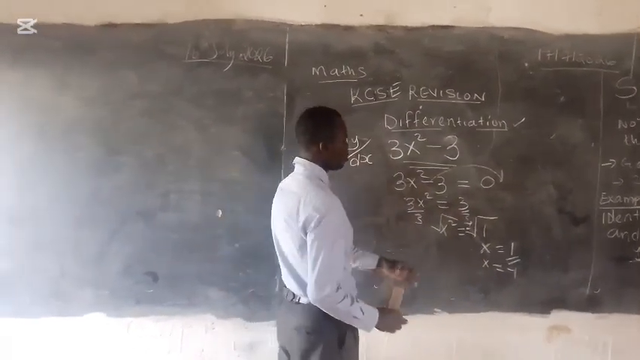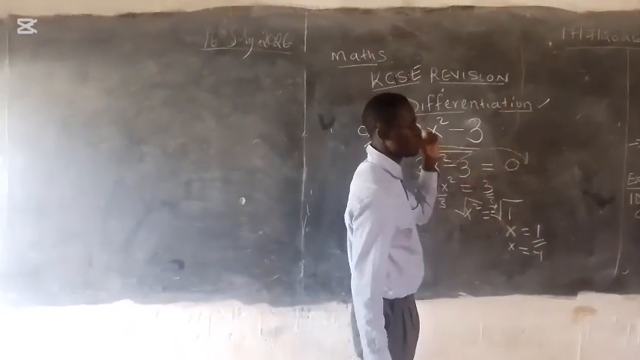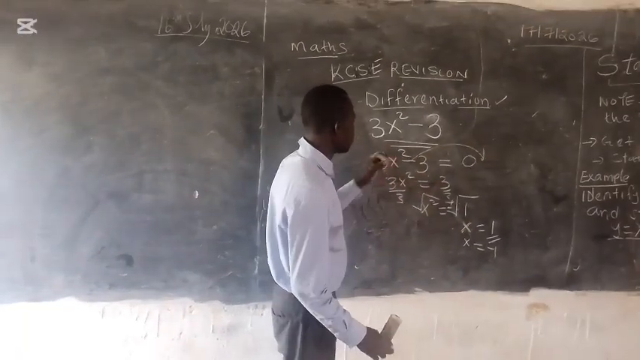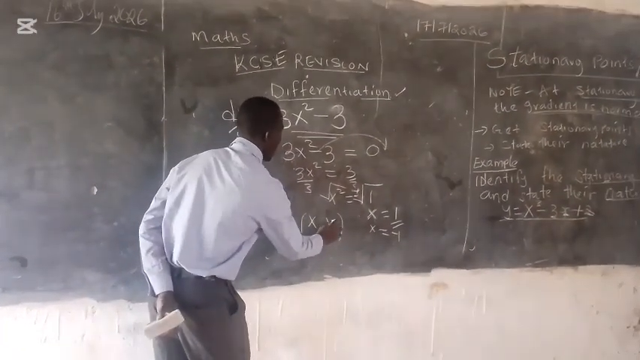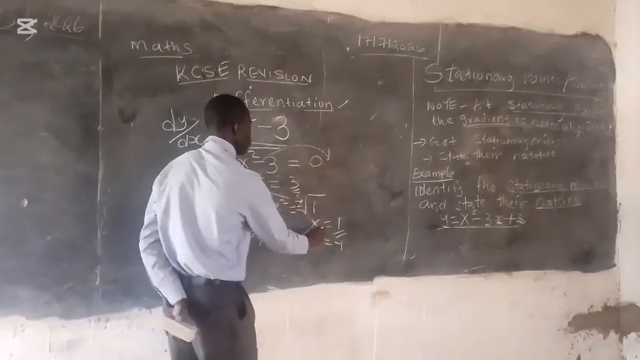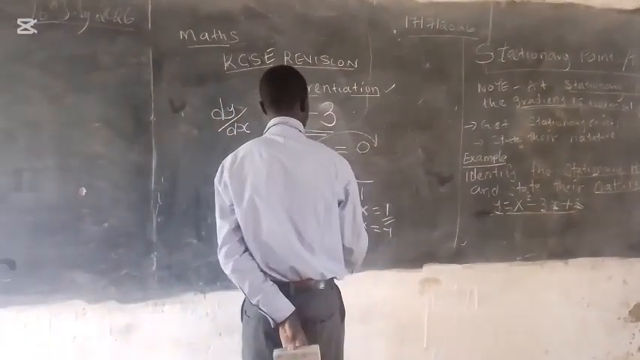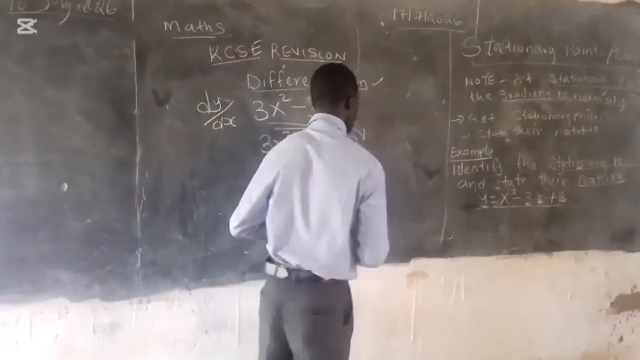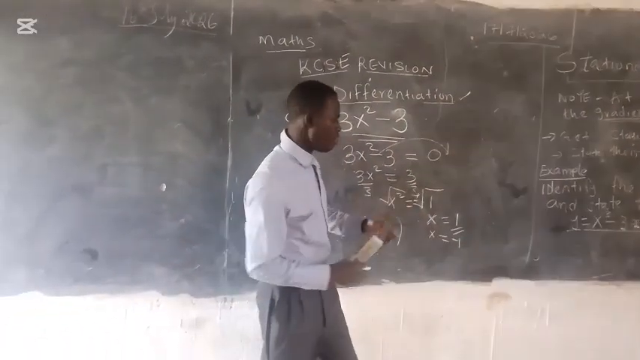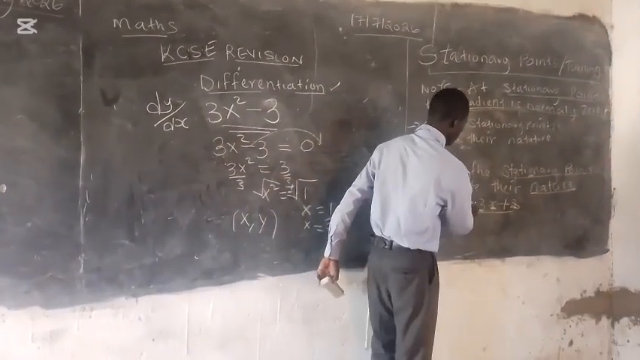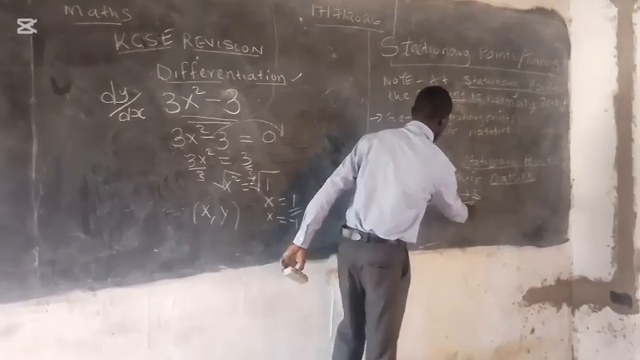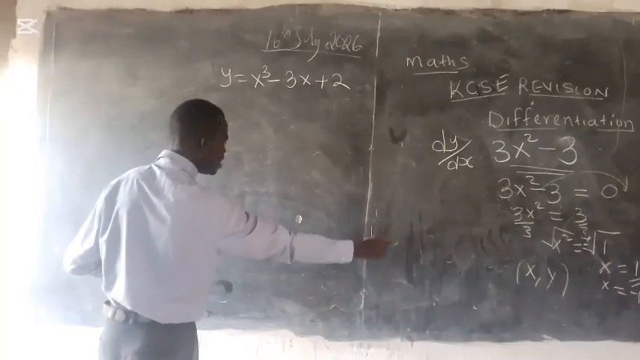Now after we have got the value of x, remember for us to talk about stationary point, it must be in coordinate form, in form of x and y. And here we have the value of x. For us to get the value of y, we go back to our curve, and our curve was y equal to x cubed minus 3x plus 2. We replace on that point, we get the value of y.